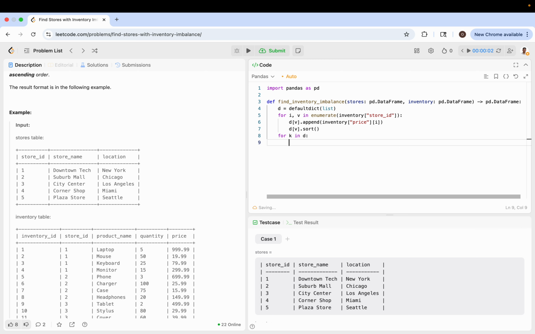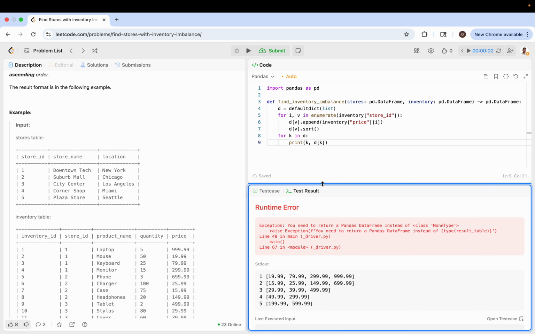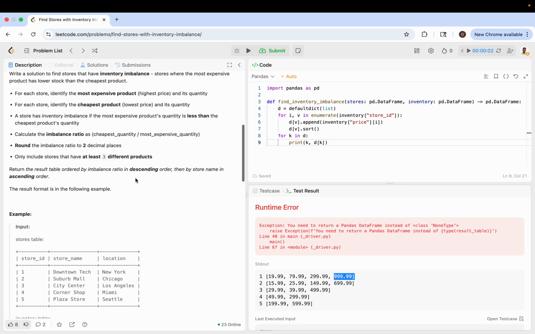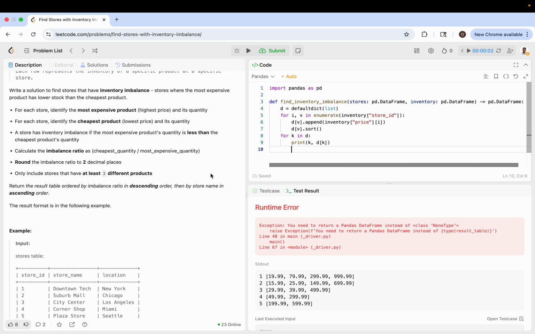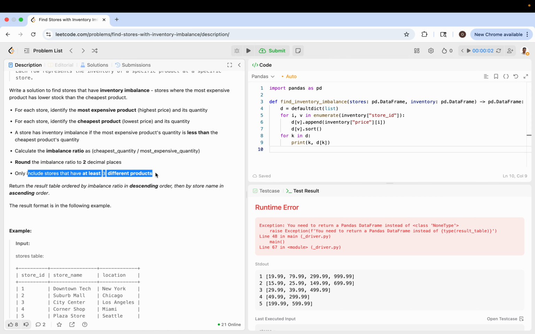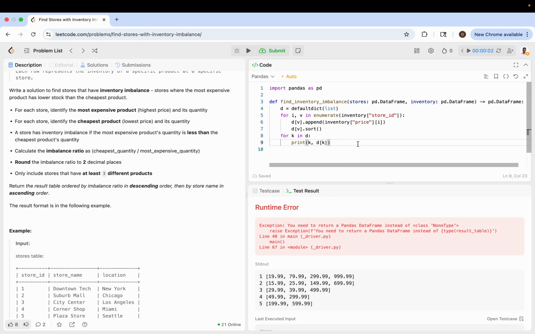Let's loop through our dictionary. Cool. So now we have all the prices for each store ID. So we have the cheapest and the most expensive. So let's go ahead and see that we only care about stores that have at least 3 products. So we can go ahead and say this right away. If length of dk is bigger than or equal to 3, then let's print it.